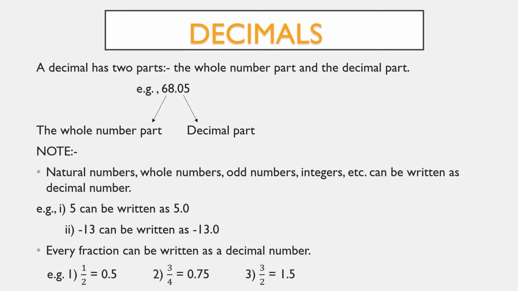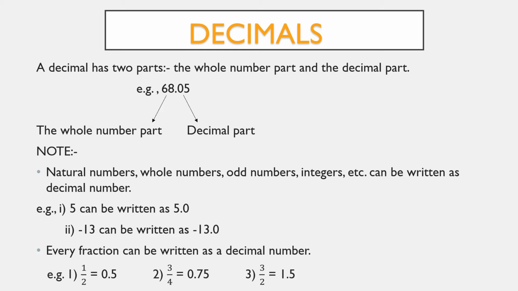Now we'll see a note. A small note is given over here. See, all natural numbers, whole numbers, odd numbers, integers, etc. can be written as a decimal number. Means what? For example, if I want to write 5 in the form of decimal, how can I write? See, here I have written, 5 can be written as 5.0. You can put a dot, that is the decimal point, and after that you can add zeros, as many as you want. So each and every number you can represent in the form of decimals.